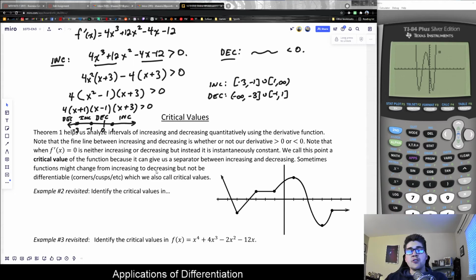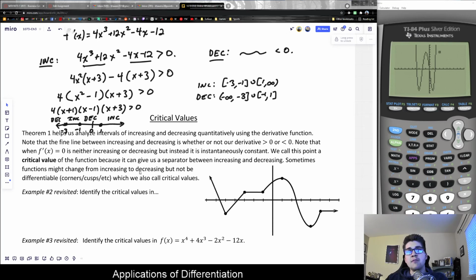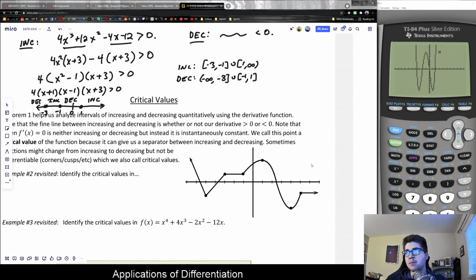So let's define another term. A critical value is a point on a curve where the slope changes, where there's a change from increasing to decreasing or increasing to constant. Looking at the previous example, this graph where we're determining it's decreasing, increasing, constant, increasing, decreasing. Every single point that's been filled in on this curve is what's called a critical value.